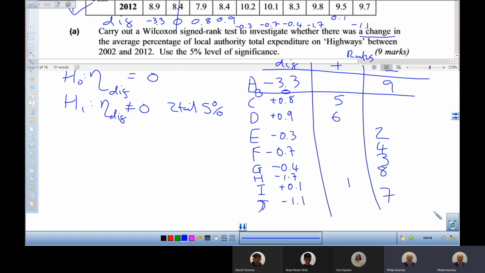Was the 10 local authorities reduced to 9? Because B is not going to be used. We've ranked them all. Any questions up until that point? Are we okay with that?